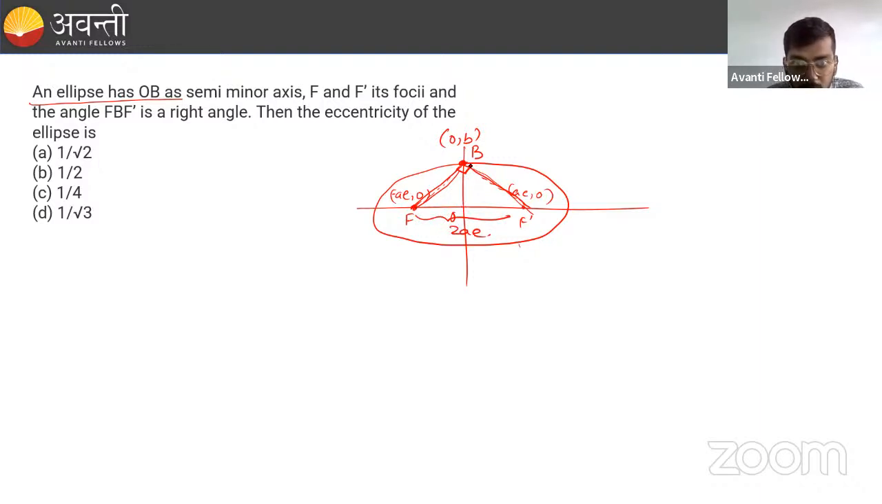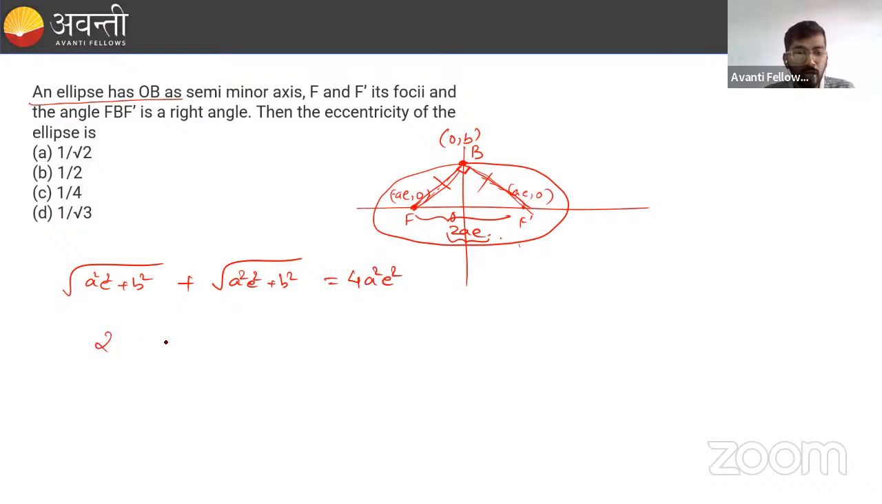Now, since this is a right angle, we can apply Pythagoras theorem. This square plus this square will give you 2AE whole square. What is the distance between these points? This is under root of A square E square plus B square, plus again from this point also the distance is same, which will come out to be under root of A square E square plus B square equals to, now this distance is 2AE, so its square will be 4A square E square.